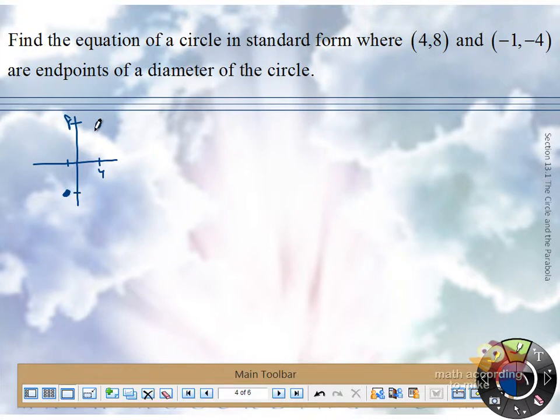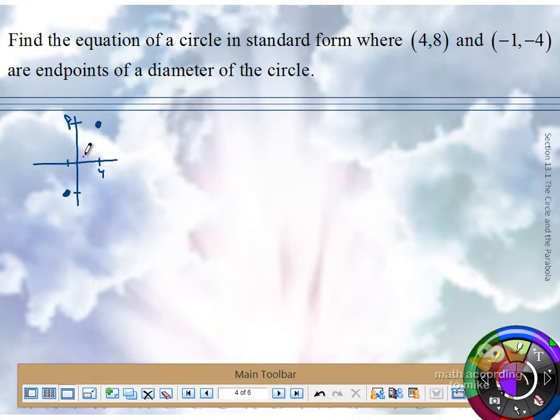So the point halfway between these 2 points would be the center. What do we call the point halfway between 2 points? It's the midpoint. So we have to use our midpoint formula to figure out the center.